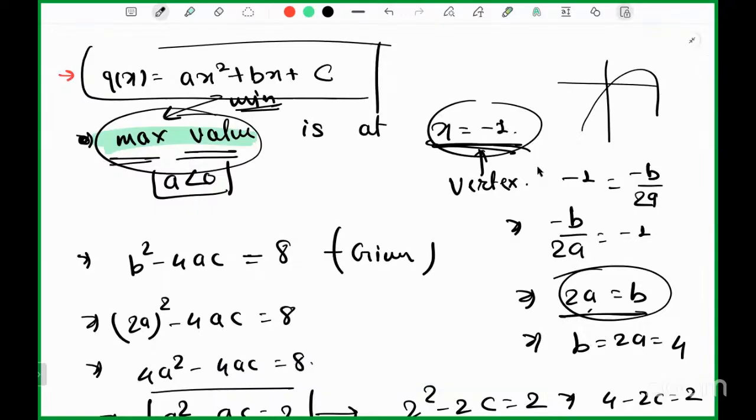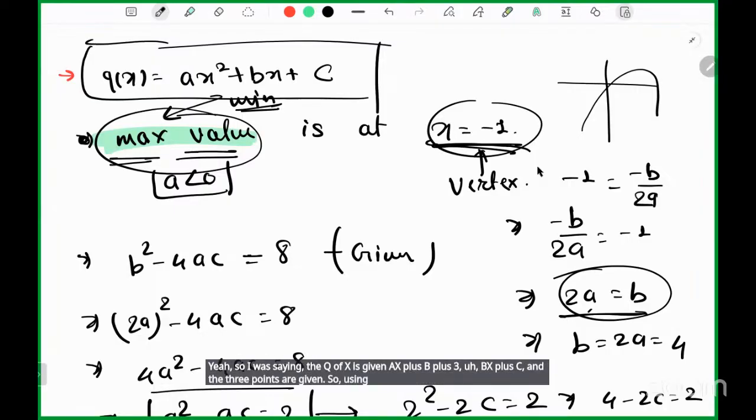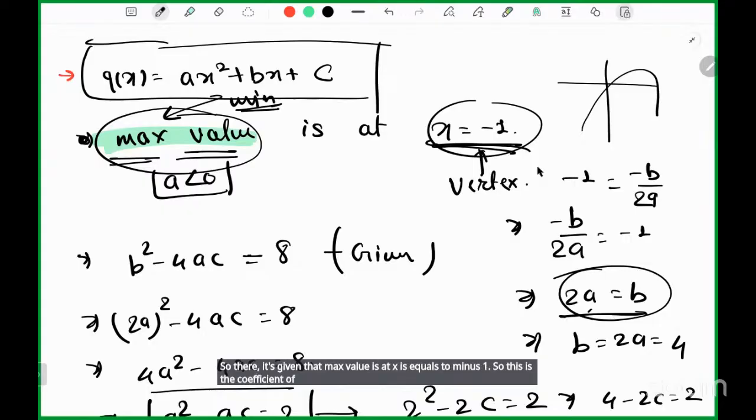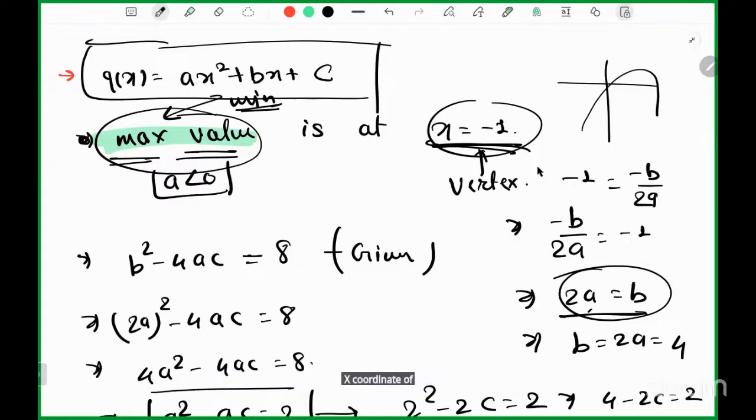Can you just repeat the last sentence, please? Yeah, so I was saying q of x is given as ax square plus bx plus c, and the 3 points are given. So using these 3 points, we have to find out the value of a, b, and c. There it's given that the max value is at x equals minus 1. So this is the x coordinate of the vertex. So it's actually minus b by 2a is equal to minus 1. Got it? Or still confused?